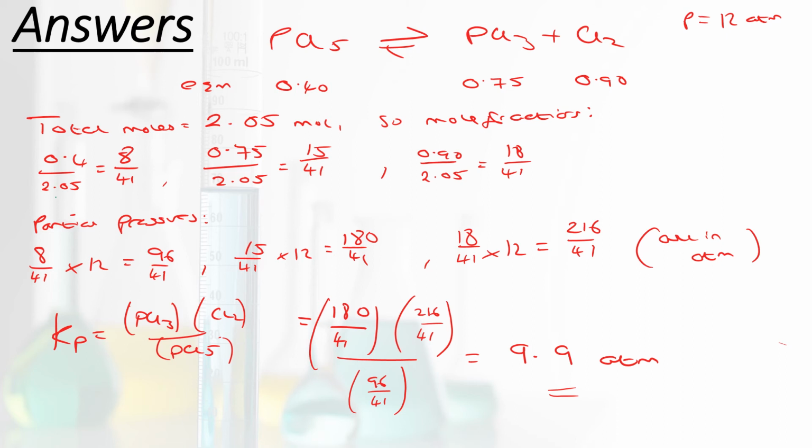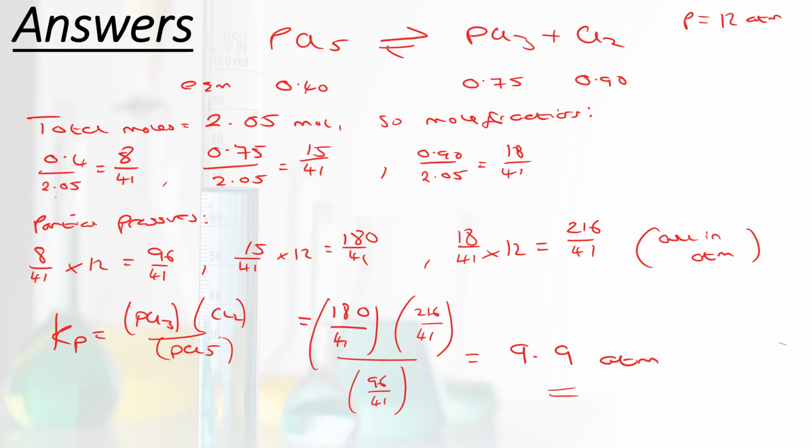Remember that the mole fraction is simply the moles of a particular species divided by the total moles in that reaction. So we calculate our total moles. 0.4 plus 0.75 plus 0.9 gives us a total moles of 2.05. And so our mole fractions are simply those individual mole components divided by 2.05.